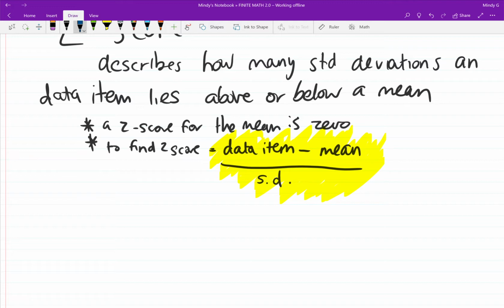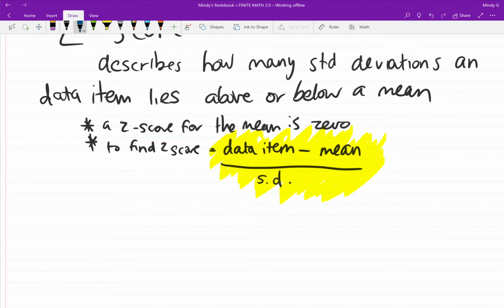That's what z-scores allow us to do: compare a data item based on the average of those data items. So you can cross things that aren't comparable and actually compare them. That's the idea of a z-score. That was a lot. Do you understand what I'm trying to get at? You can compare things that aren't comparable.